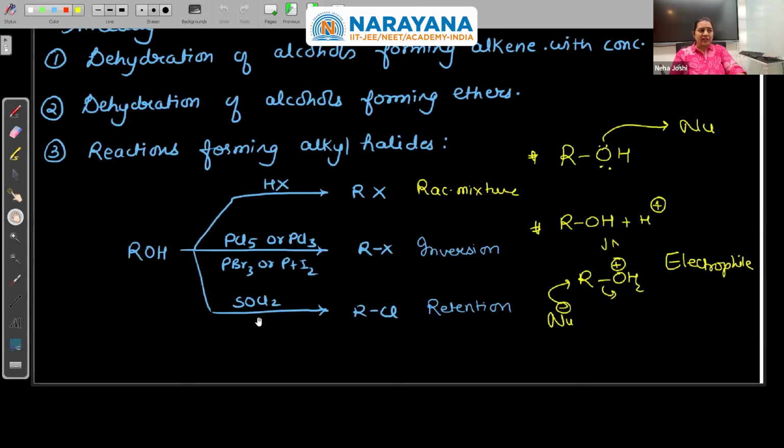Reaction forming alkyl halide, all these things we have just done last week only, no? How the protonation happens and then water is removed. I hope all of you are okay with this, that PCl5, PCl3 reduction. Right? I hope all good. Is anyone having any problem with this?